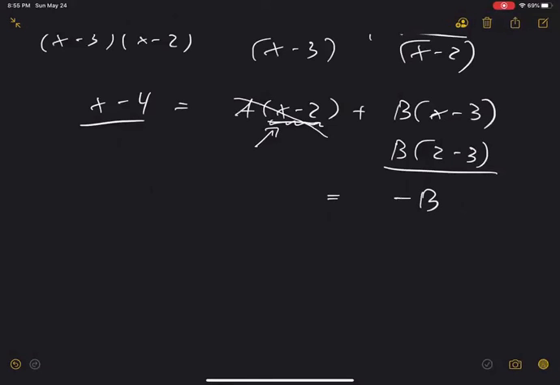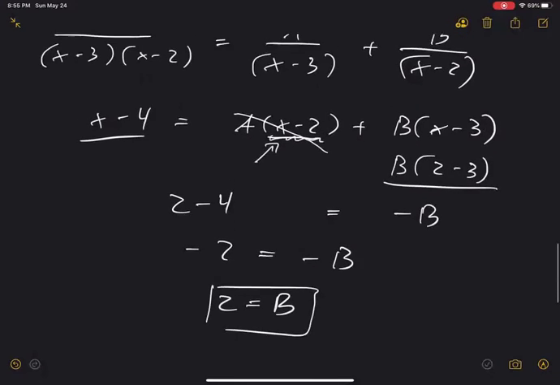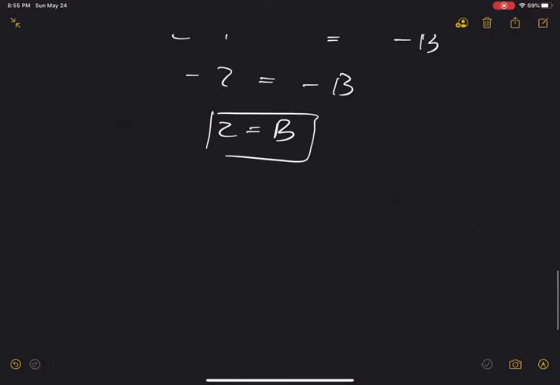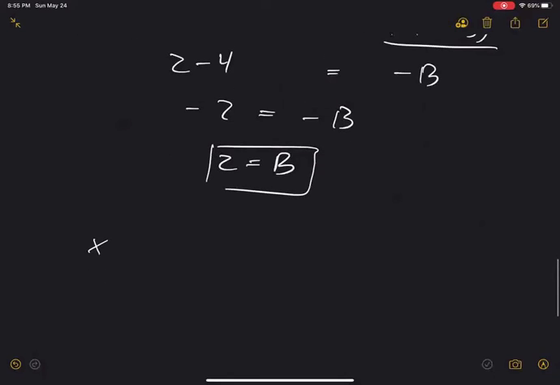What would I have on the left side if I plugged in 2 for x? I would have 2 minus 4, so negative 2. So I would have negative 2 equals negative b. In other words, b equals 2. So really easy, right? Again, the problem is this isn't always going to work. So that gives me b, and then once I have b, how can I find a?